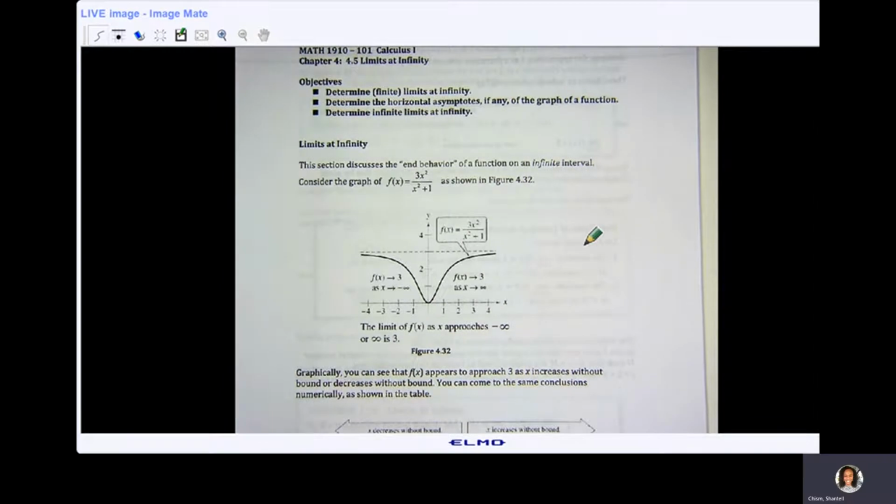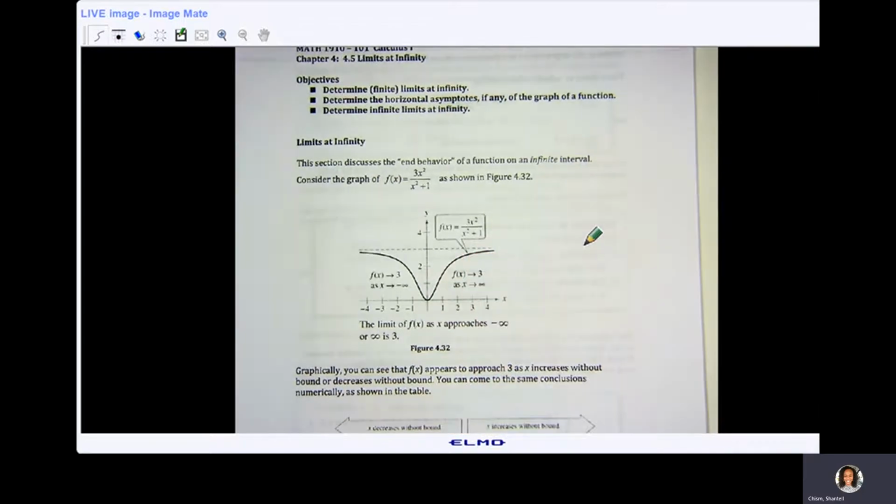Let's consider this graph. f of x equals 3x squared over x squared plus 1 is what's shown in this figure. As you can see, at each end, it appears that the function is flattening out towards this horizontal line. Towards the left, x is headed towards negative infinity, and towards the right, x is headed towards positive infinity. And you can see as x approaches negative infinity, the function is approaching 3. It's getting closer and closer to 3.